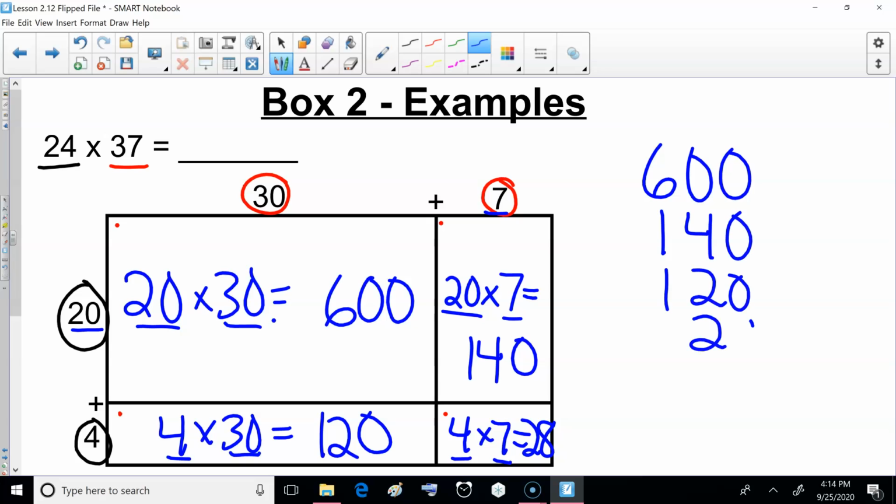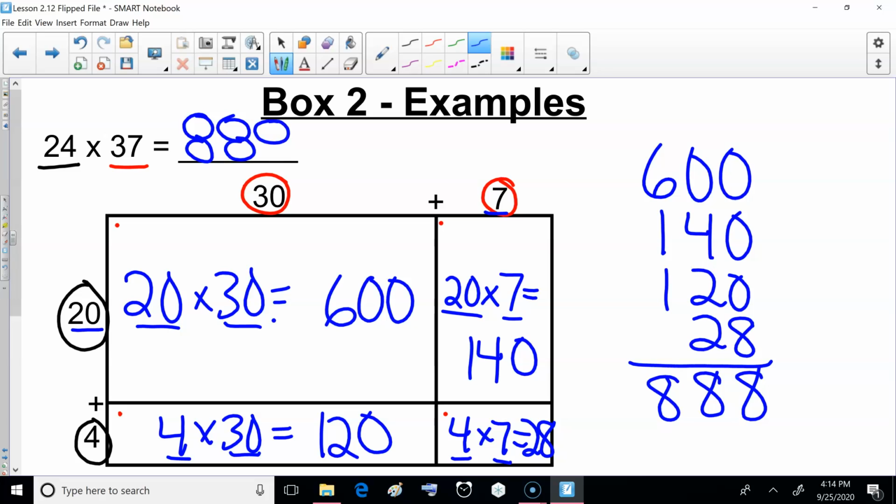And then we're going to get our final answer. So all the zeros, we have 8 in the ones. 4 plus 2 is 6, plus 2 is 8. 6 plus 1 is 7, plus 1 is 8. That's kind of interesting. 8, 8, 8. So 24 times 37 is 888. So you can pause the video right now, draw this example out, and move on to the next one when you're ready.